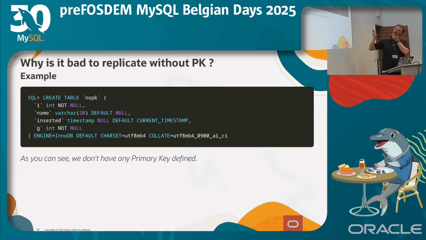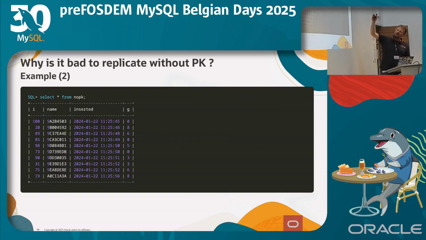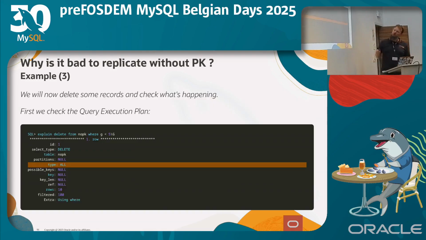So we create here a table with no primary key. We have I, but it's not unique, so it's not a good candidate. Name, inserted, and another integer. And we don't define any primary key at all. Then let's make some select on the table to see what's inside of it. And we will now delete some of the records here.